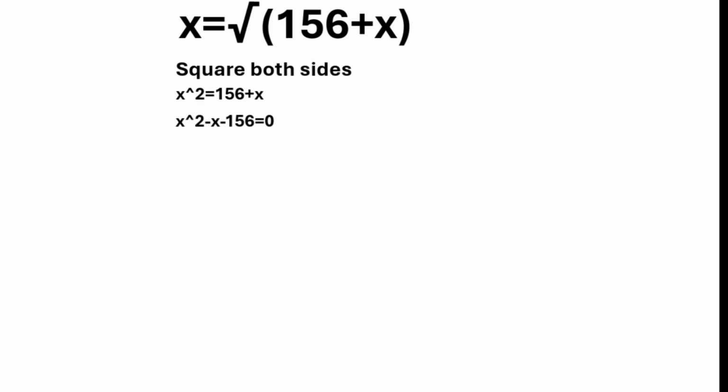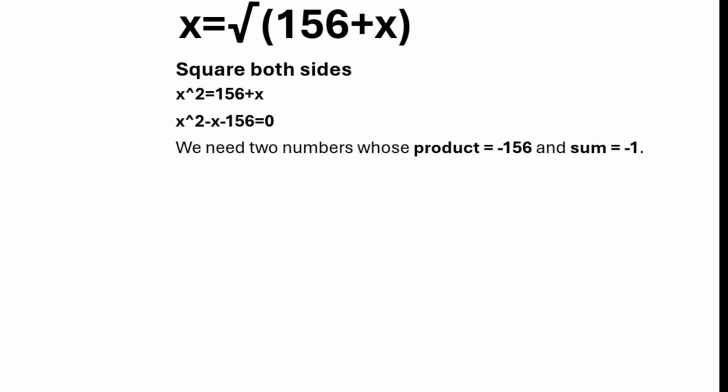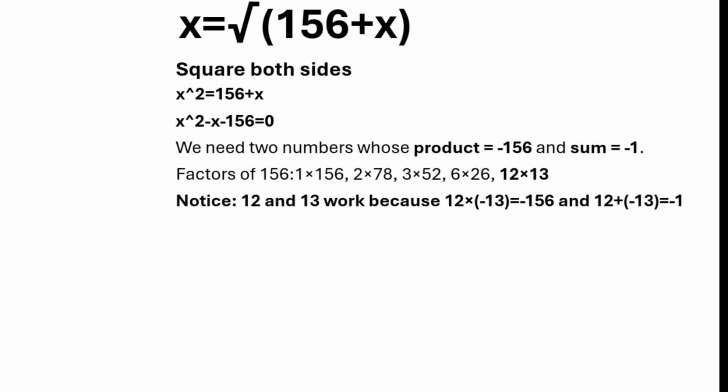Step 3. Use middle term factorization. We need two numbers whose product is negative 156 and whose sum is negative 1. So we look at factors of 156, where we get 12 times 13. 12 and 13 work for this equation because these numbers follow the middle term rule. Those numbers are negative 13 and positive 12. So we split the middle term. X squared minus 13x plus 12x minus 156 equals 0.